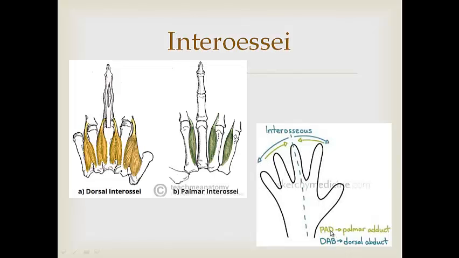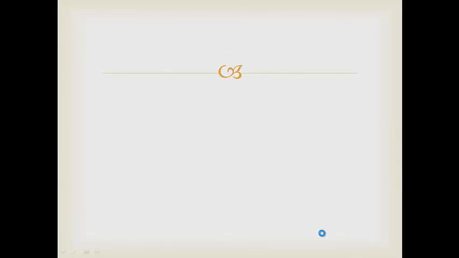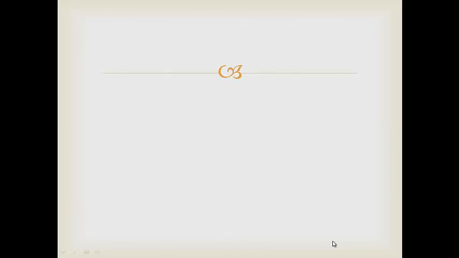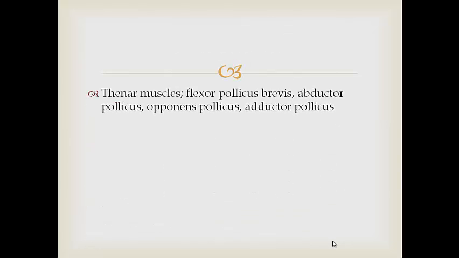And you can remember that with the mnemonic PAD or DAB, where the palmar interossei are responsible for adduction and the dorsal interossei are responsible for abduction. Okay, so in summary, you've got the thenar muscles, which are the muscles related to the thumb. You've got the flexor pollicis brevis, the abductor pollicis, and the opponens pollicis. Those three form the thenar eminence.